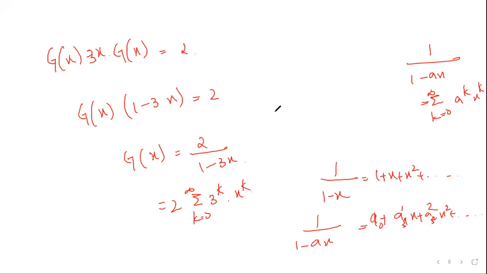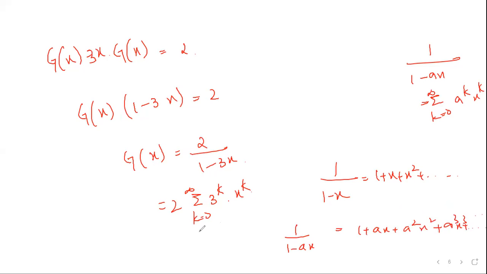Let me just write this clearly. 1 by 1 minus ax is equal to 1 plus ax plus a square x square plus a cube x cube plus and so on up to infinity. So instead of a over here we have 3, so sigma k is equal to 0 to infinity 3 power k into x power k. So this can be written as sigma k is equal to 0 to infinity 2 into 3 power k into x power k.